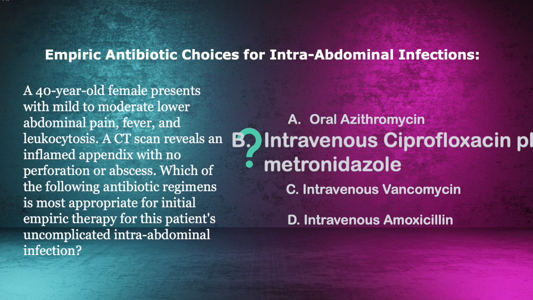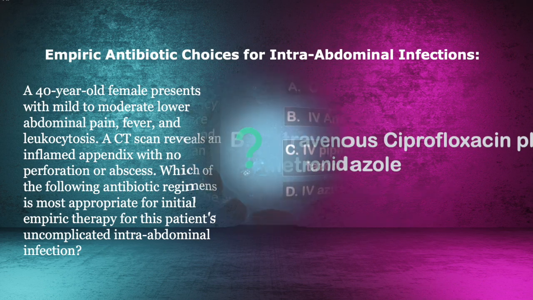Uncomplicated intra-abdominal infections like appendicitis without perforation or abscess often involve a mix of aerobic and anaerobic bacteria. So a combination of ciprofloxacin to cover the gram-negative aerobes and some gram-positive organisms, and then metronidazole to cover anaerobes, is the appropriate combination for this scenario. Single agents like ticarcillin-clavulanate can also be used.